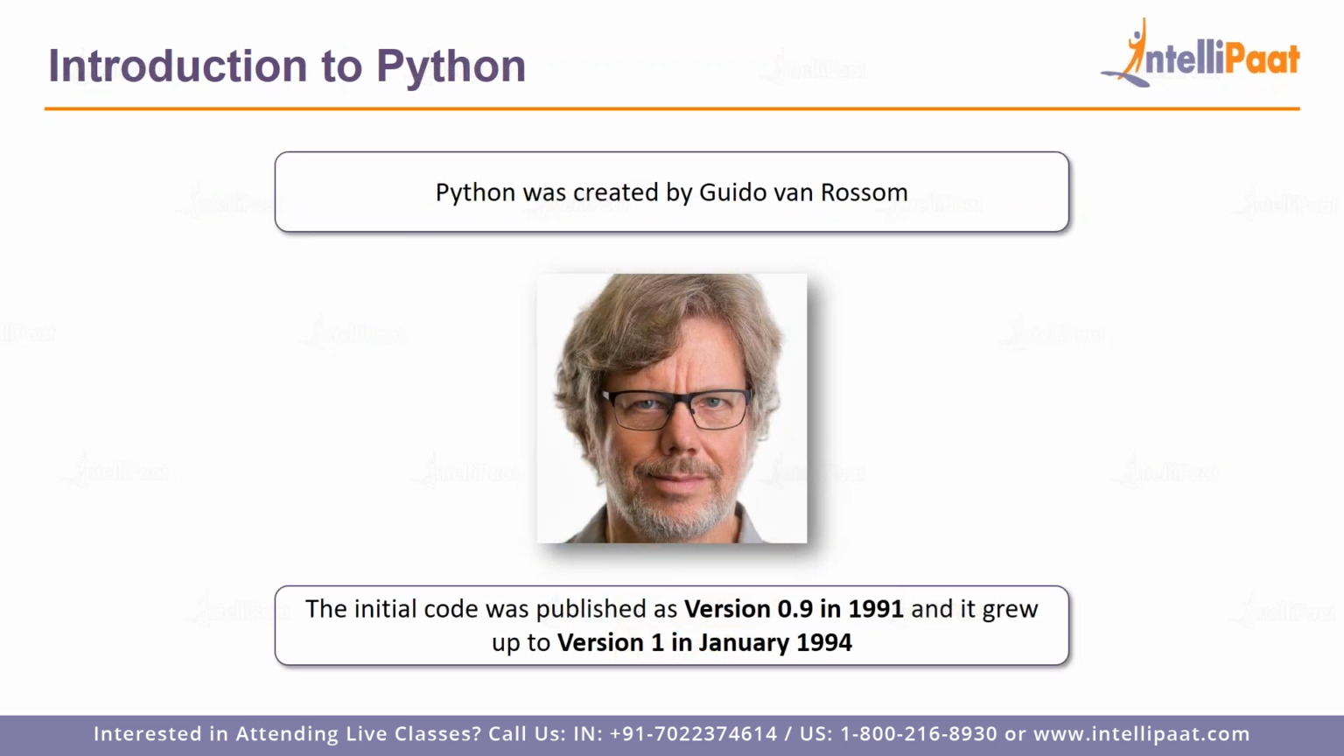So Python was created by Guido van Rossum. The image on the screen is of the person who created it. He was a Google employee, and he released Python 0.9, which was the first published version, in 1991. Then it grew in popularity, and version 1 was released in January of 1994. From there, it's taken off, and it's currently at version 3.8.